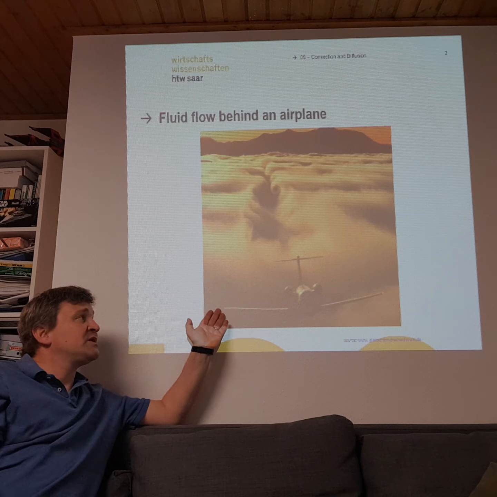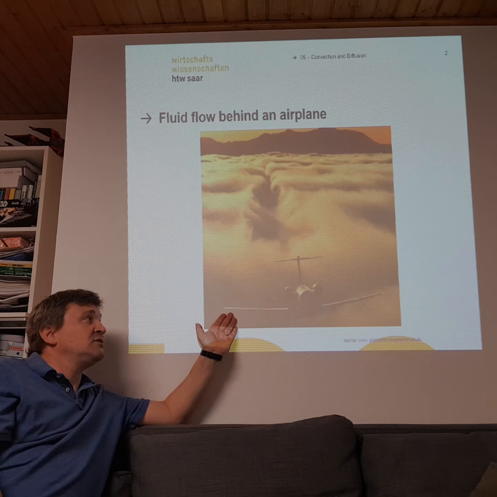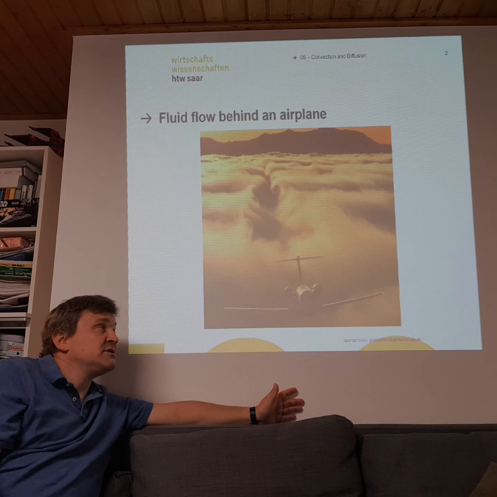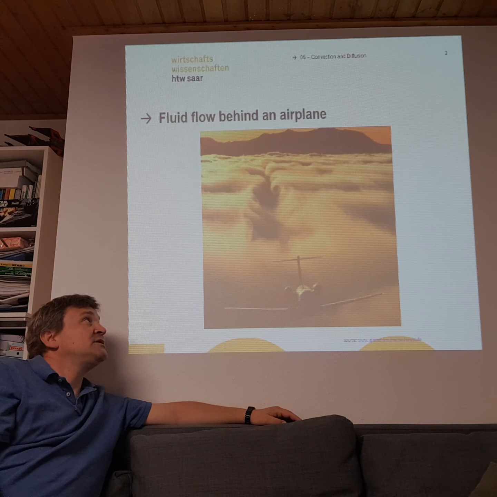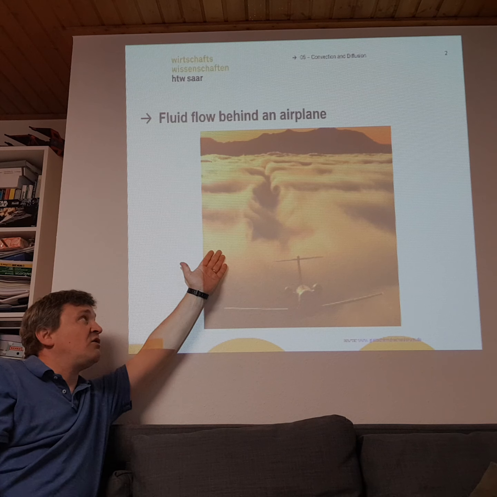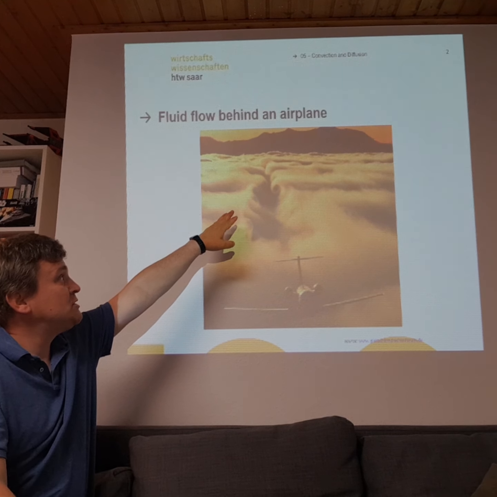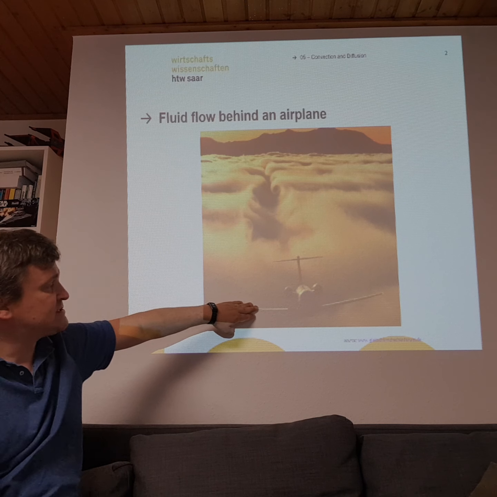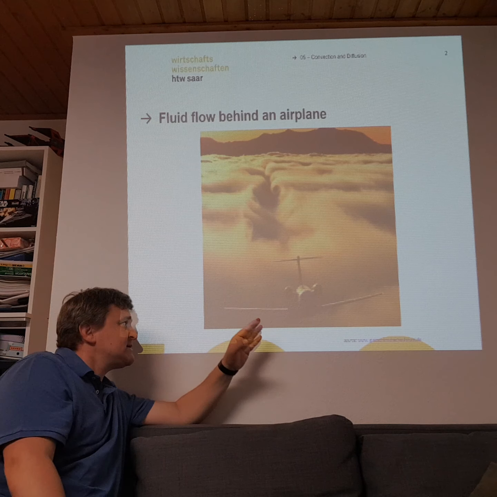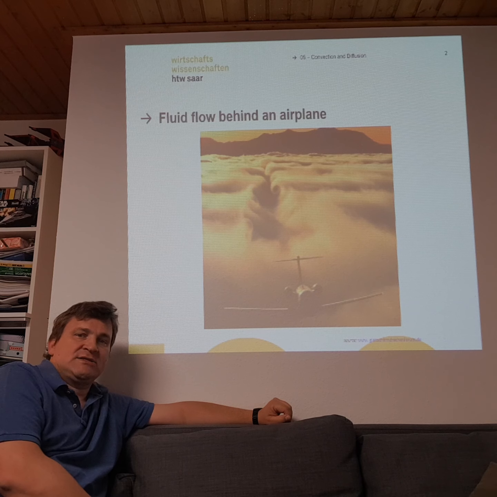Here you can see a jet, an airplane, and normally the swirls and the convective flow behind the airplane are invisible, you cannot see them. But in this case the airplane flies over a layer of clouds, and that's why you can see really good swirls that were built here on the wings. And you see the airplane here has no winglets, so you will generate a lot of swirls behind the wings.